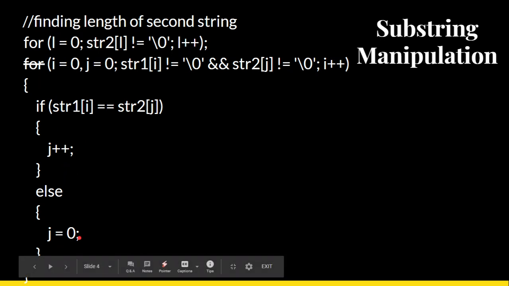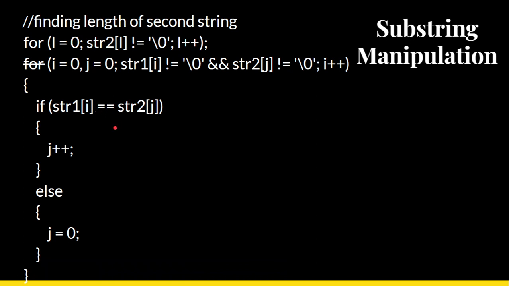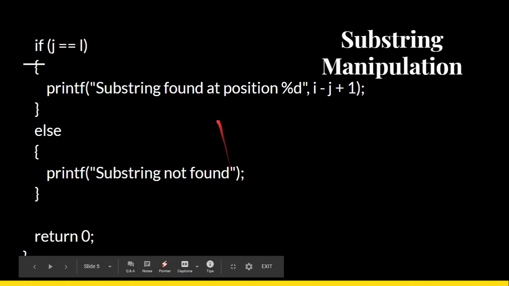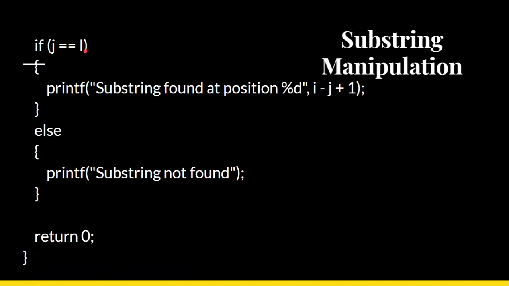It is possible that no word is matched. At that time also the system has to say there is no match in the word. So this if loop checks for the match of the substring, else j is equal to 0. That means no match is found. Okay, and now we are going to find out if j is equal to L. That means if the whole length of the string is reached, then we can say that the substring is found at the position I minus j plus 1. So this is the length of the first string, this is the length of the second string plus 1.